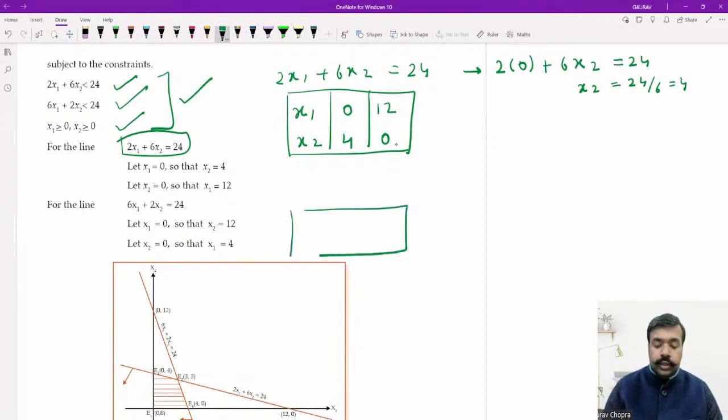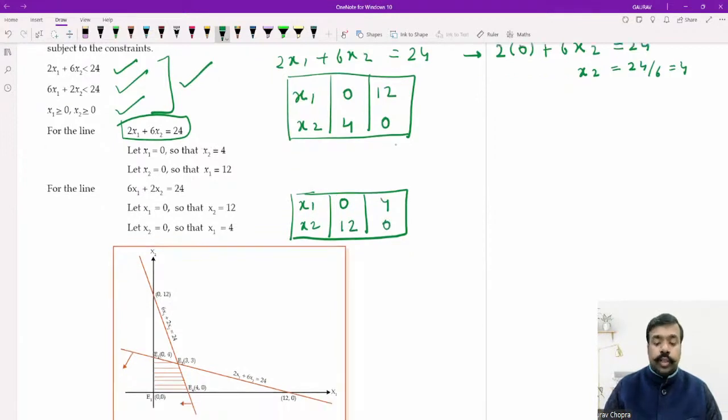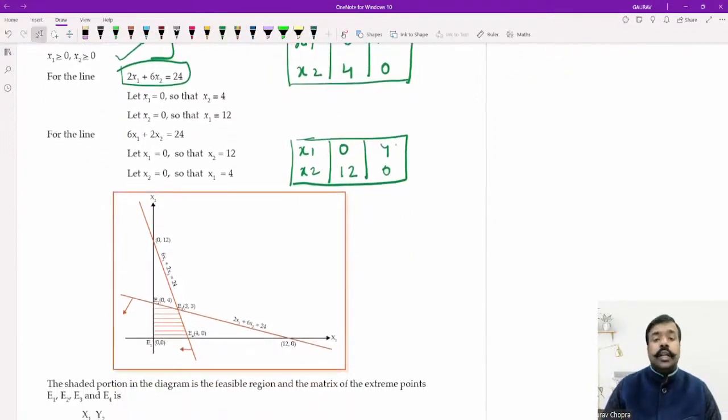Similarly, for the second we can prepare x1 and x2. If x1 is 0, x2 will be 12. And if x2 is 0, then x1 will be 4. Now with the help of this, we can plot on the graph. So these two are the plotted lines we can see here.